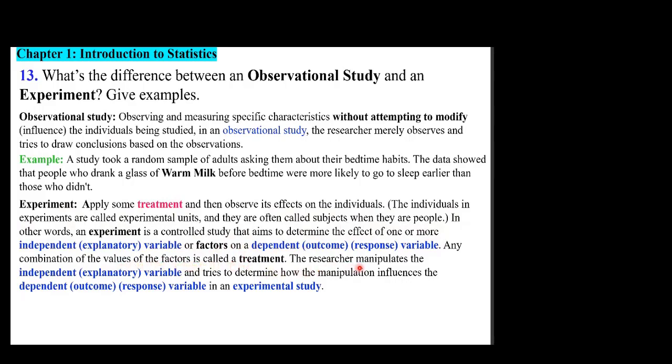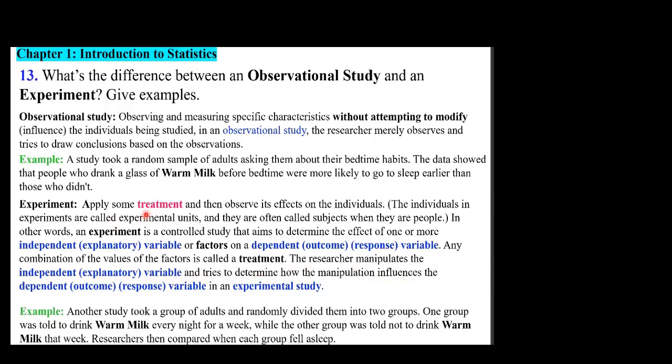The researcher manipulates the independent variable and tries to determine how the manipulation influences the dependent variable in an experimental study. So the key is the treatment here. Here's an example.